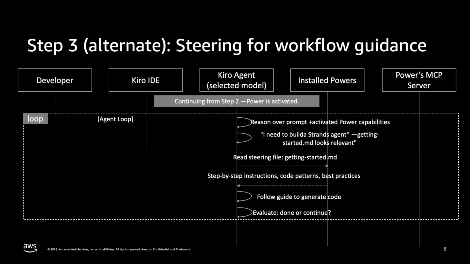And just like before, it evaluates whether it's done or needs to continue. Maybe it reads another steering file or calls a tool or just responds back. Both calling a tool and reading a steering file are options within the same agent loop. The agent picks whichever makes sense for what you asked it to do. So that's how powers work from the user's perspective.